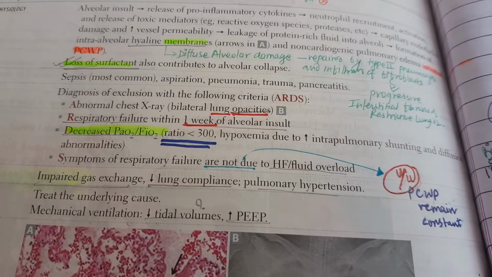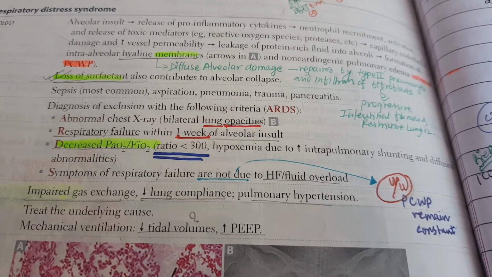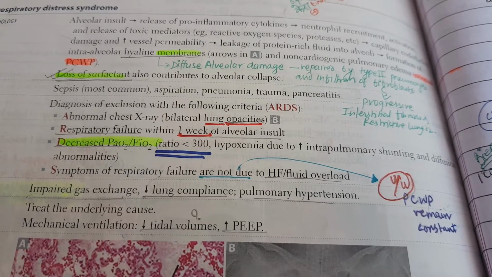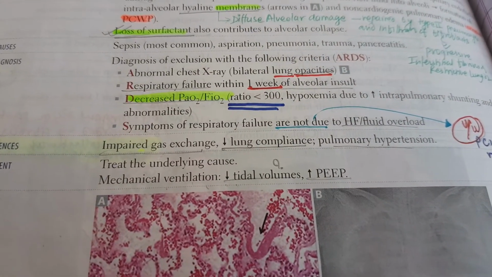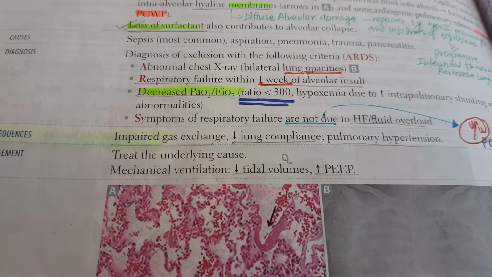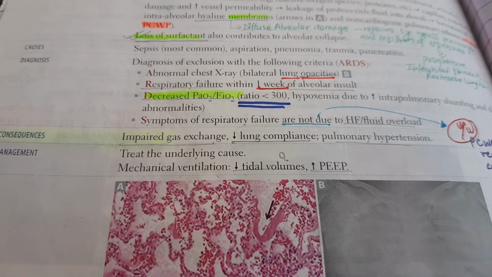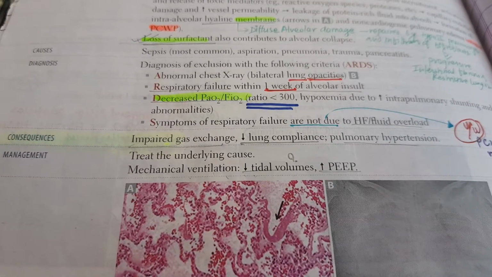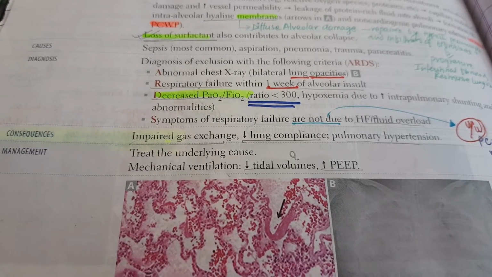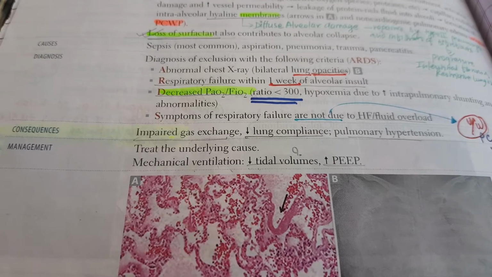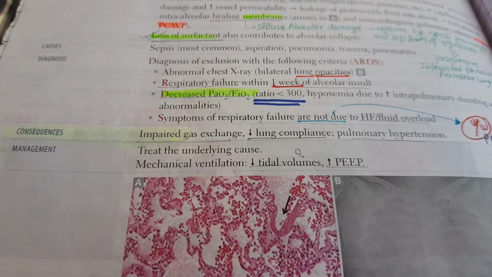And obviously there is shunting, because it's kind of blood not getting oxygen and getting shunted from the right side of the heart to the left side of the heart without picking up the oxygen. So that is a kind of shunting, as I said earlier. Now, symptoms of respiratory failure are not due to heart failure and fluid overload. I should repeat it because it is very important. And consequences: impaired gas exchange, decreased lung compliance, and pulmonary hypertension. Treatment is by treating the underlying cause, mechanical ventilation, decreasing the tidal volume, and increasing the PEEP. Remember that.